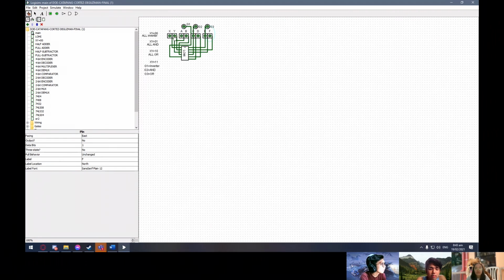And if the input is 0, 1, all inputs should be turned on for the gate to light up. And lastly, for 1, 0, it only needs one input to be enabled.